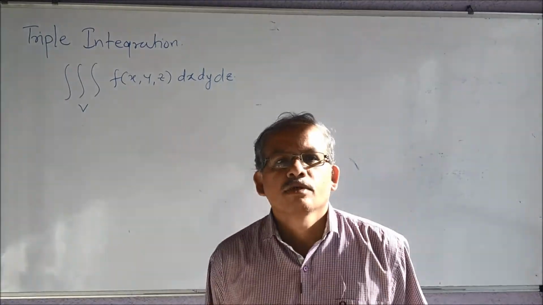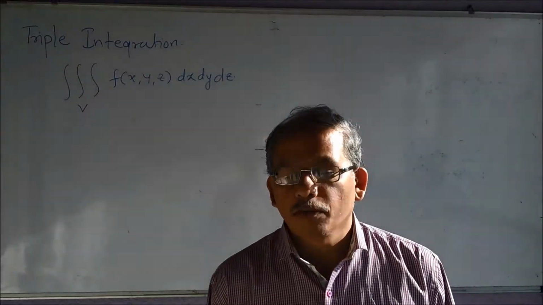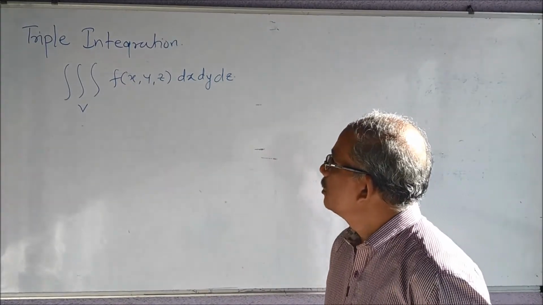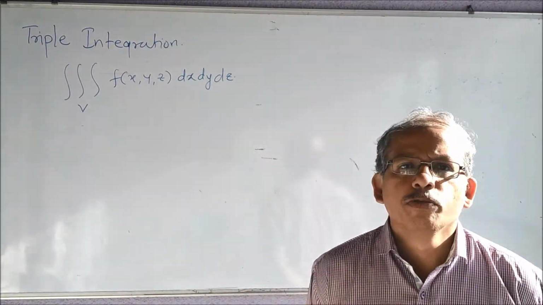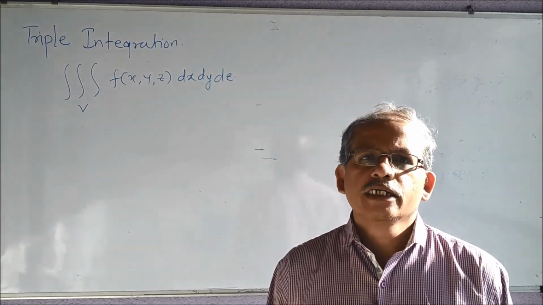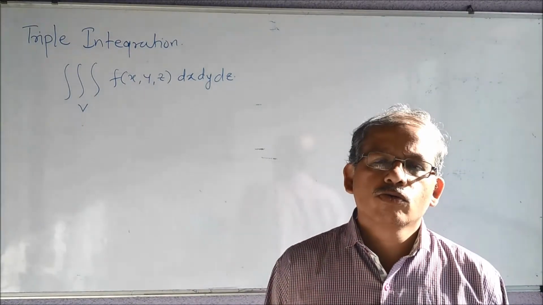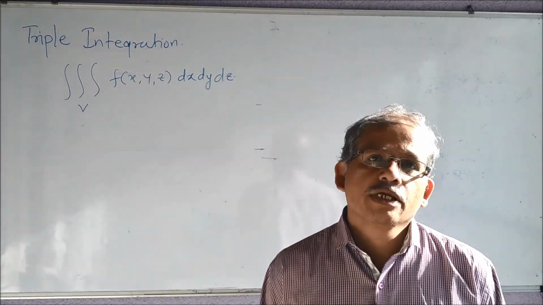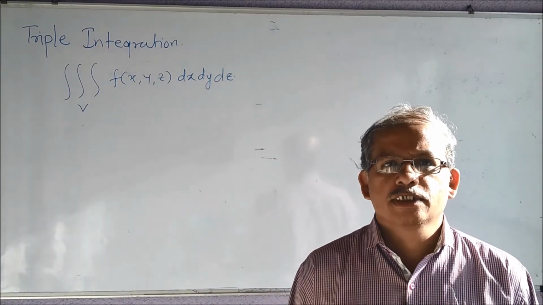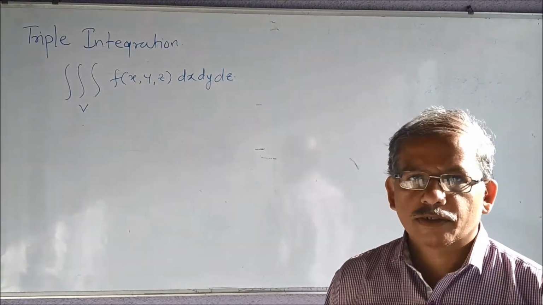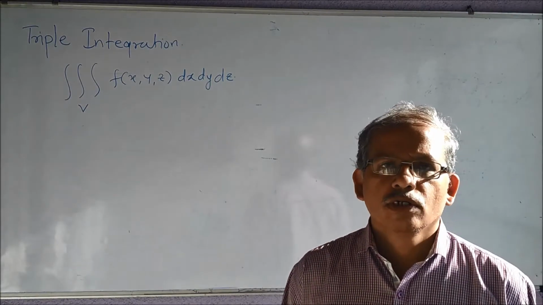Hello friends, let us take this problem of triple integration now. So this integration is also called a volume integration. As you know, the double integration that we have evaluated over a region, right? Now this triple integration we will evaluate over a surface. So this is a three-dimensional surface over which we are now integrating.